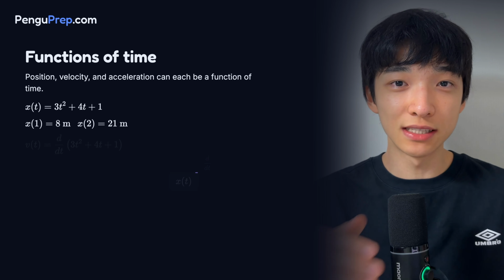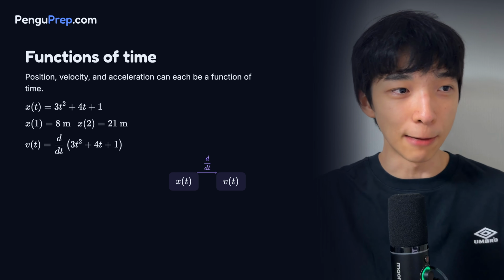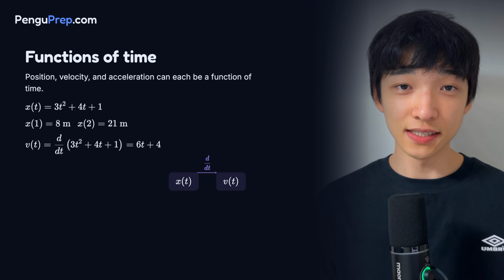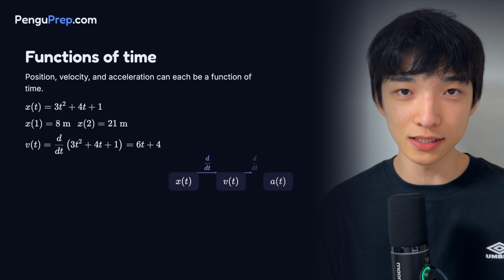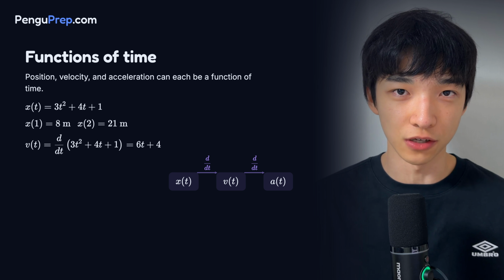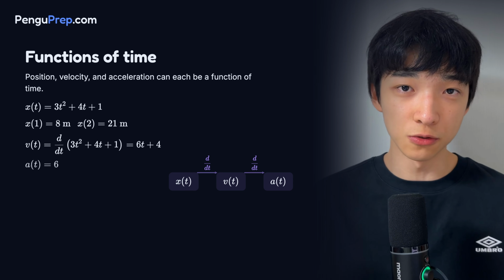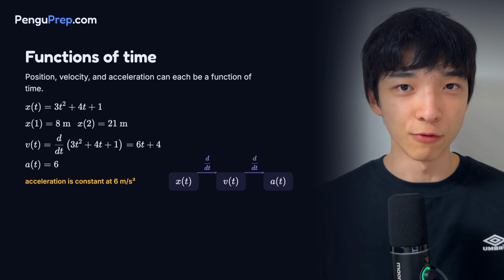This means that you can differentiate the position function to get the velocity function. So in the example above, our velocity function is going to be 6t plus 4. And since acceleration is defined as the change in velocity over time, you can differentiate the velocity function to get your acceleration function. So the acceleration function for this object is going to be a of t equals 6. So this object has a constant acceleration of 6 meters per second squared, regardless of the time.